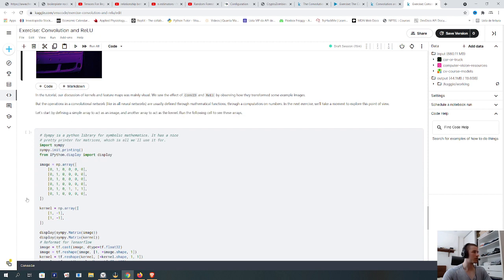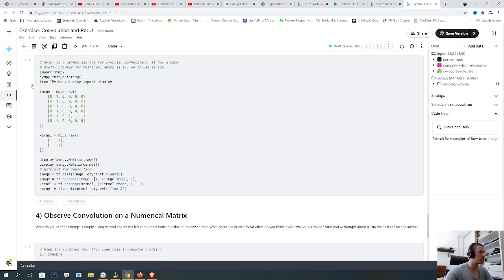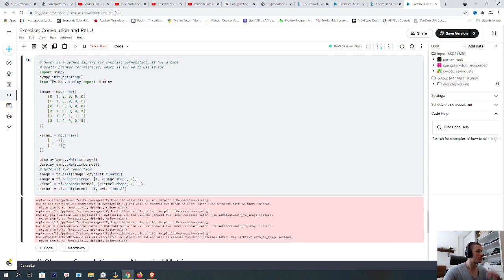Our discussion of kernels and feature maps was mainly visual. We saw the effects of Conv2D and ReLU, and how they transformed some example images. But the operations in a convolutional network, like in all neural networks, are usually defined through mathematical functions for computation on numbers. The next exercise will take a moment to explore this point of view. Let's start by defining a simple array to act as an image, and another array to act as a kernel. So this is the image and then the kernel.